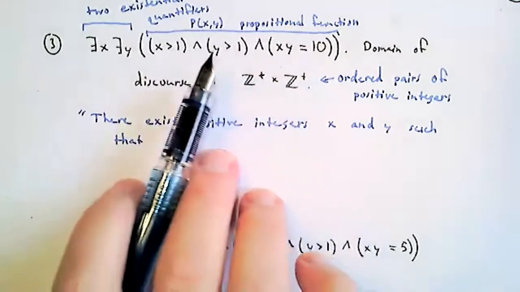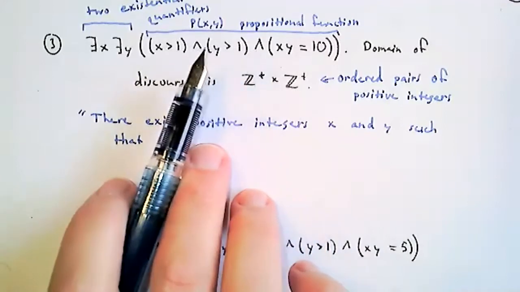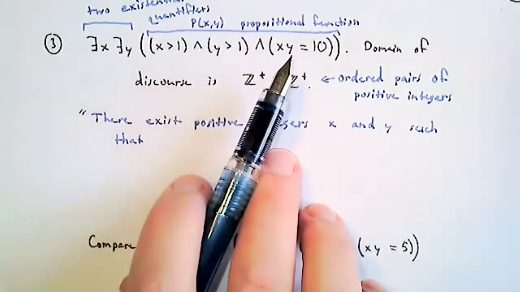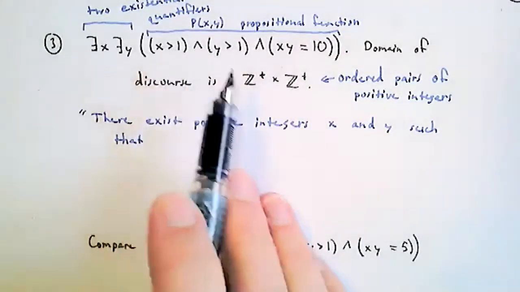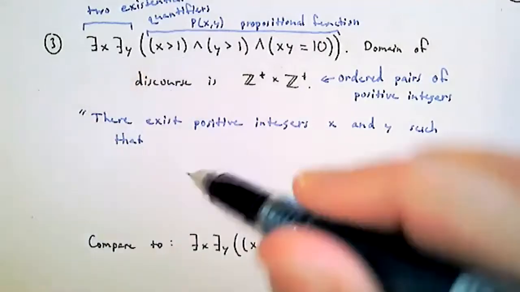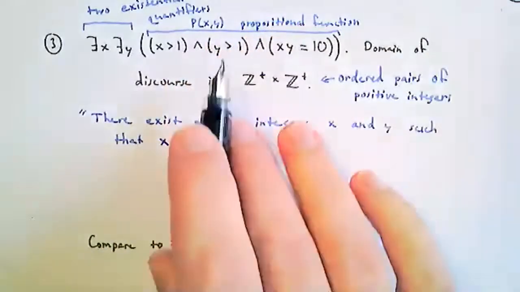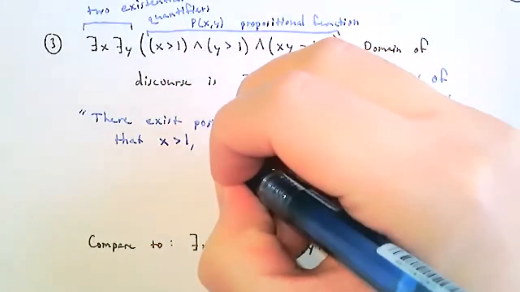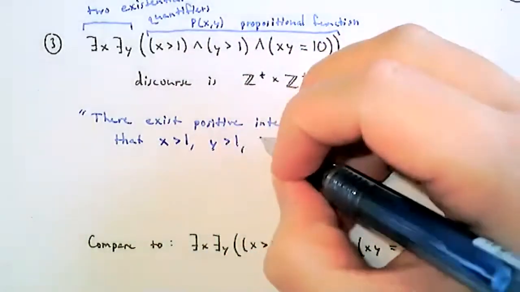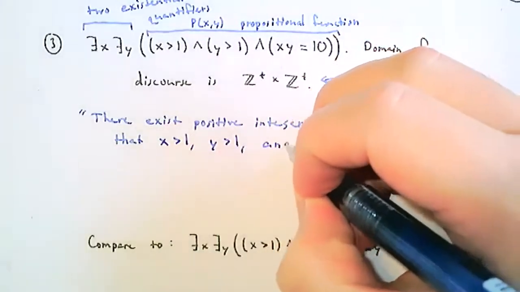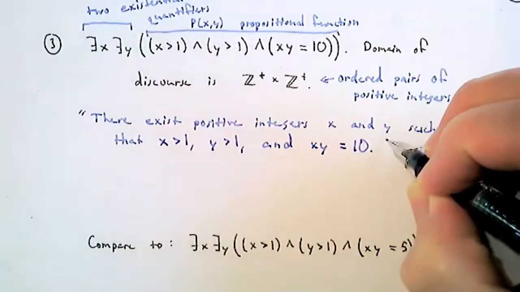Now we need to look at this stuff, and you can see that there are two and symbols, and then three parts connected by the ands. So we just need to write them down. x is greater than 1. y is also greater than 1. And the last equation, x times y is equal to 10.